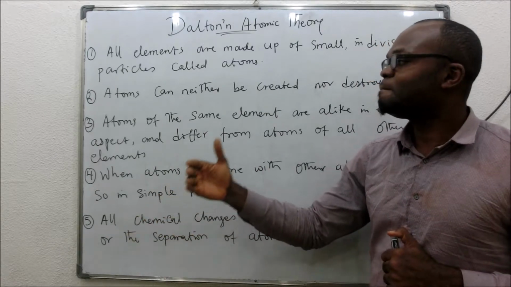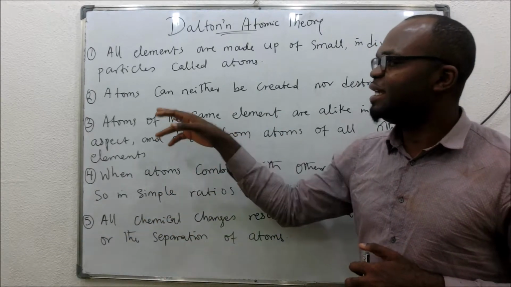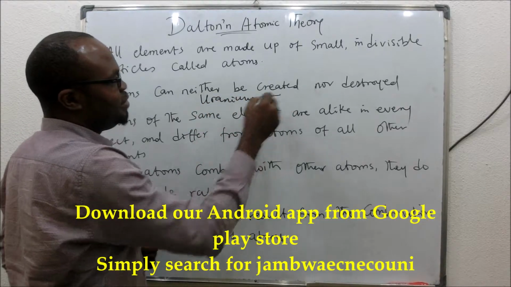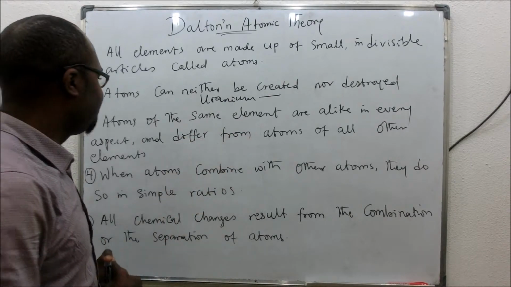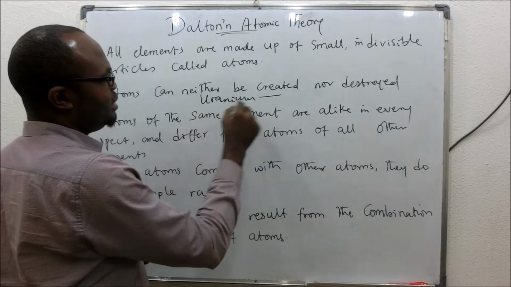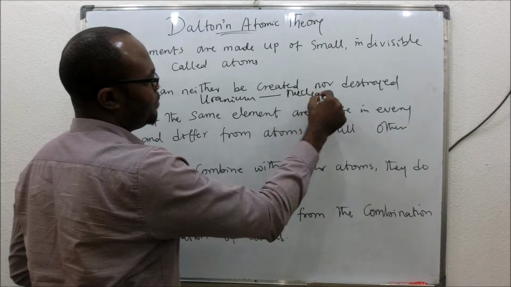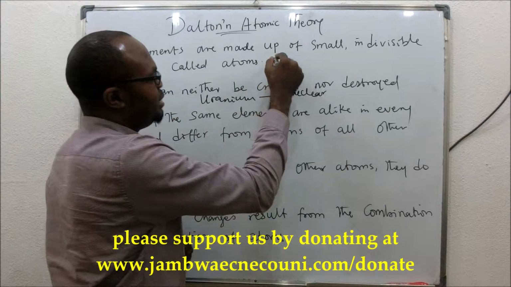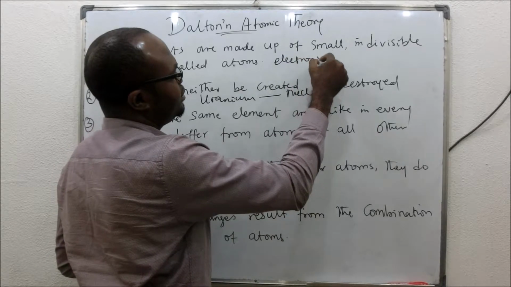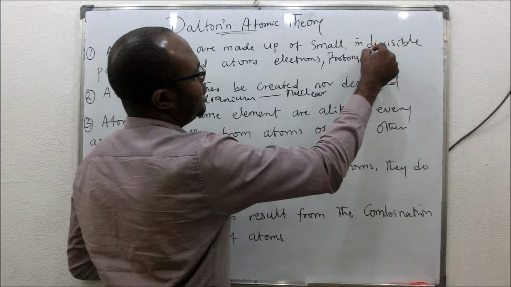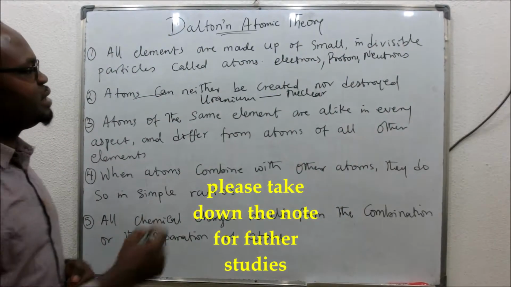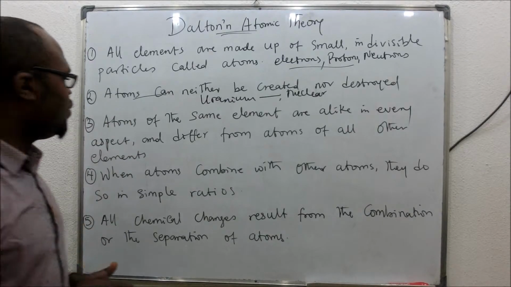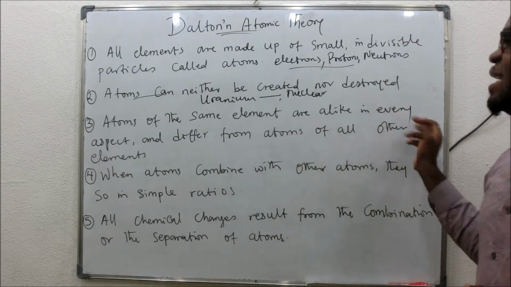This still holds true for ordinary chemical reactions, but we know that in nuclear reactions, things like uranium can still be broken down into other atoms of other elements. So nuclear reactions make this statement not completely true. Here the discovery of electrons, protons, and neutrons made this not to be completely correct. So these are the modifications: nuclear reactions should be taken into consideration for this to be true.